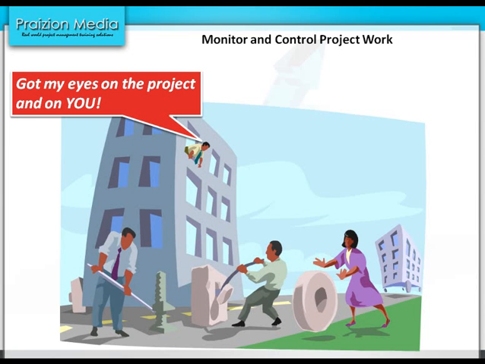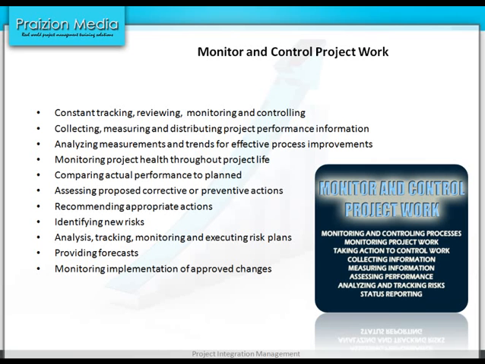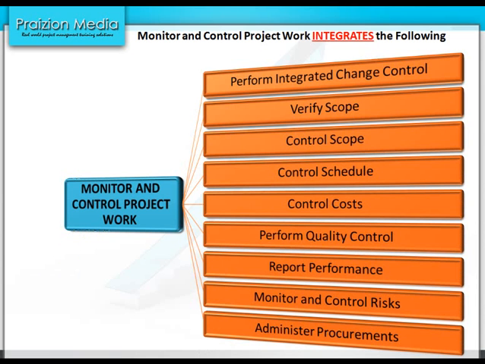Monitoring and controlling the work as it is being performed. Constant tracking, reviewing, monitoring and controlling. Providing forecasts. Remember, in control costs, we predict earned value metrics and so on. EAC, ETC, forecasting, TCPI, stuff like that. We do it all within the monitoring and controlling process group, and we use the monitor and control project work process to integrate all concerned processes.